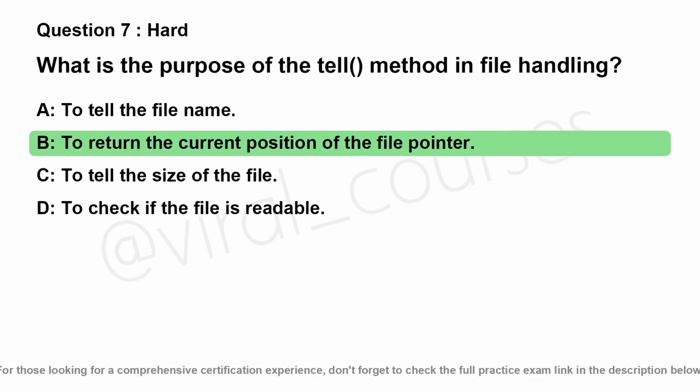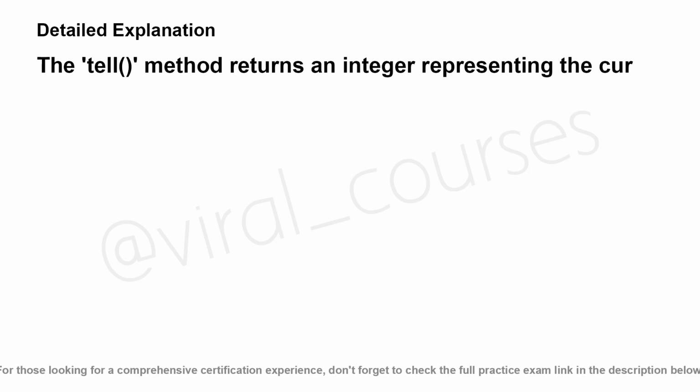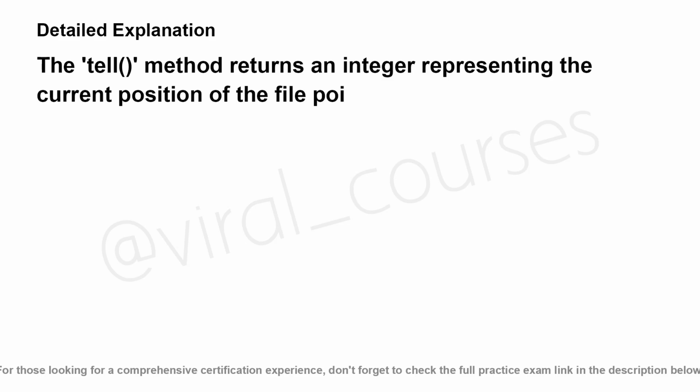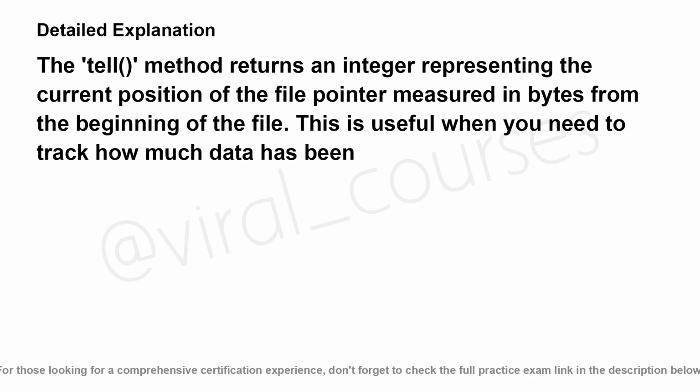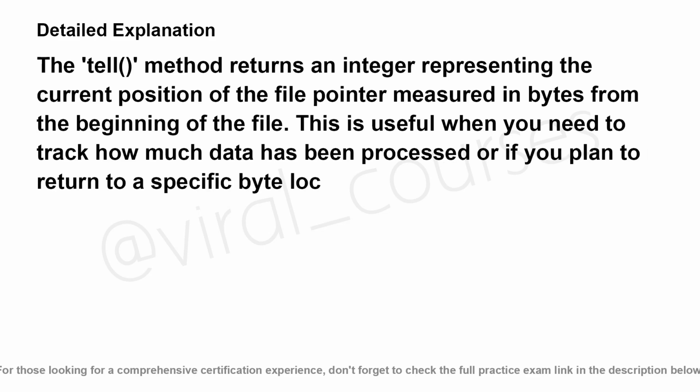The correct answer is B. The tell method returns an integer representing the current position of the file pointer measured in bytes from the beginning of the file. This is useful when you need to track how much data has been processed or if you plan to return to a specific byte location later using seek.